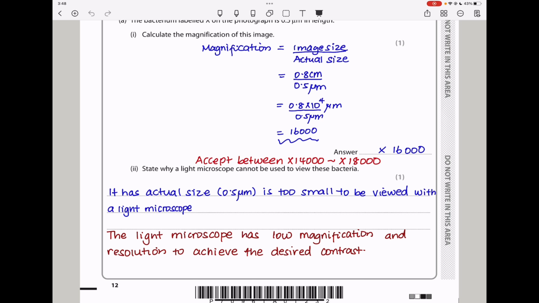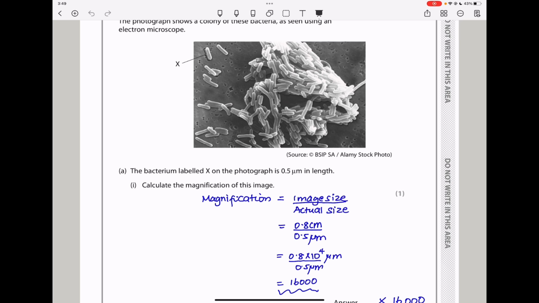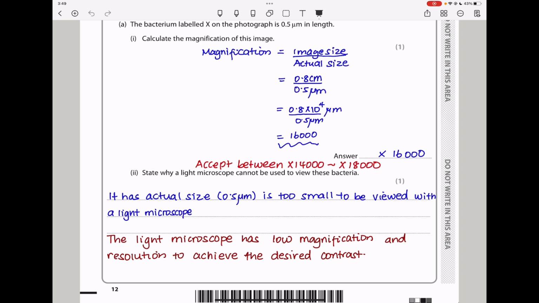Here they say state why a light microscope cannot be used to view this bacteria. If we go back and look at the size, we will need a lot of magnification to be able to visualize this because it's 0.5 micrometer. That size is quite small to be visualized using a light microscope. So I said it has an actual size of 0.5 micrometer, which is too small to be viewed with a light microscope. And also the magnification used in this case is 16,000, so it's quite big. That cannot be achieved by a light microscope.